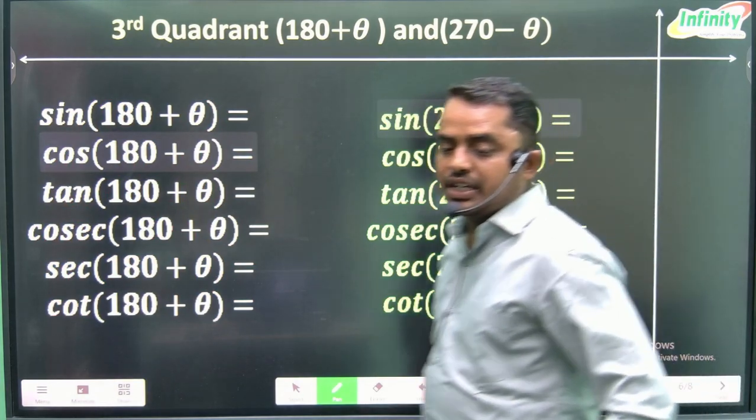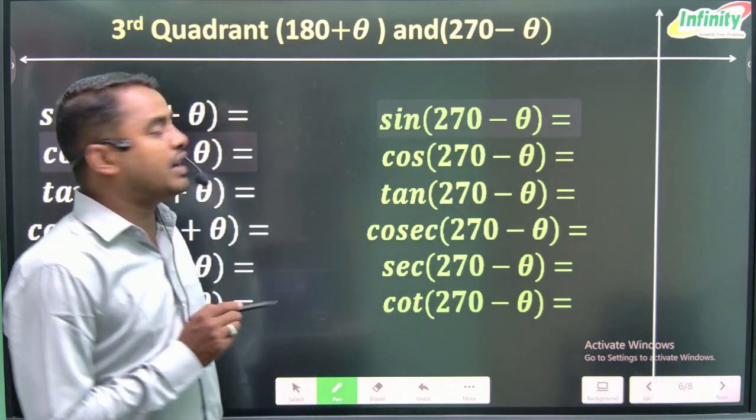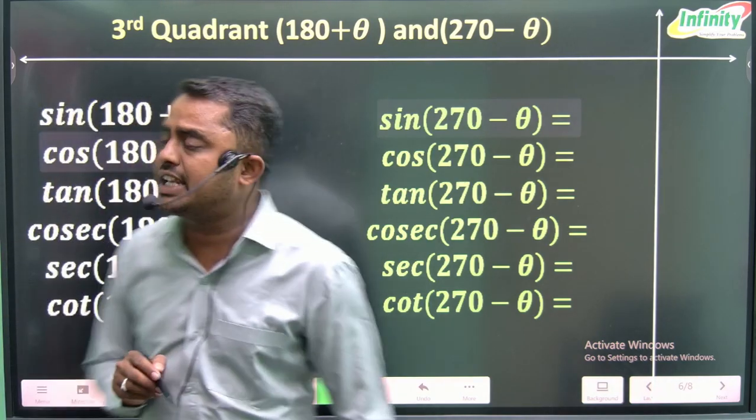Now moving to the third quadrant. In the third quadrant, see here, it means 180 plus theta and 270 minus theta.